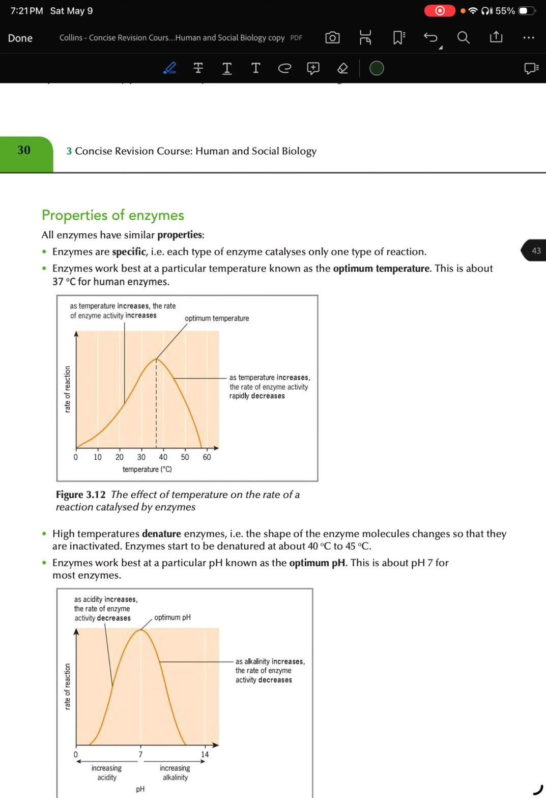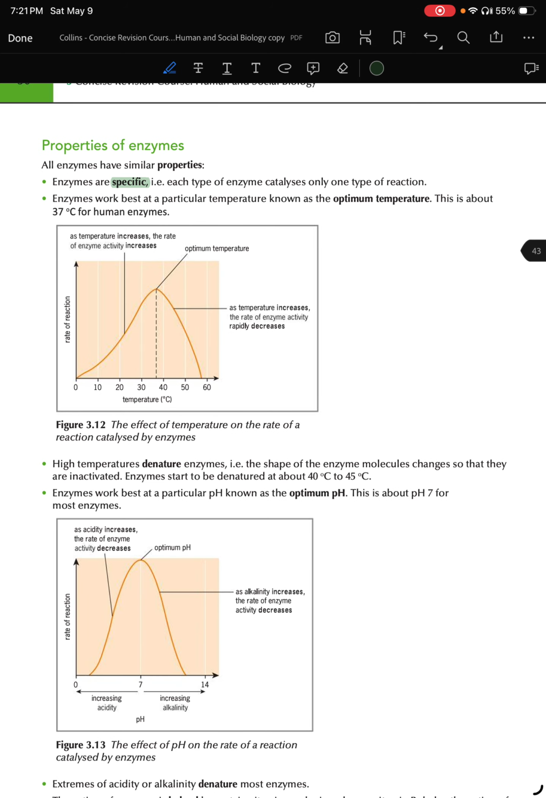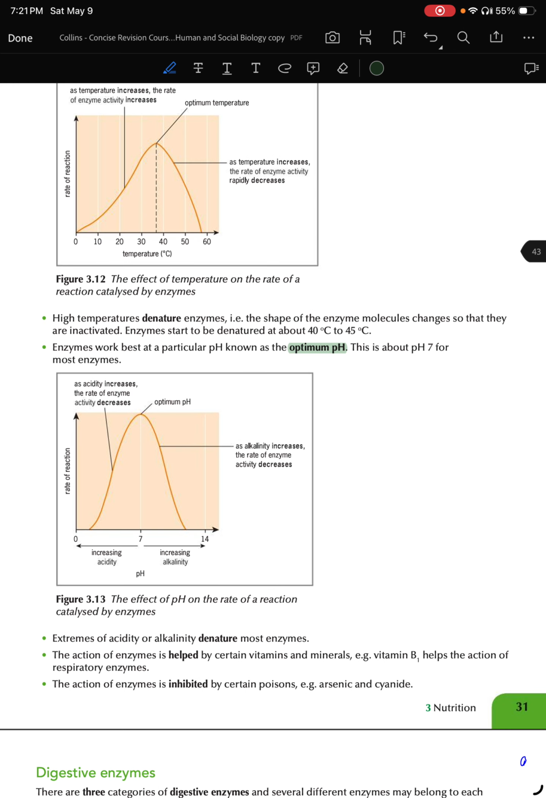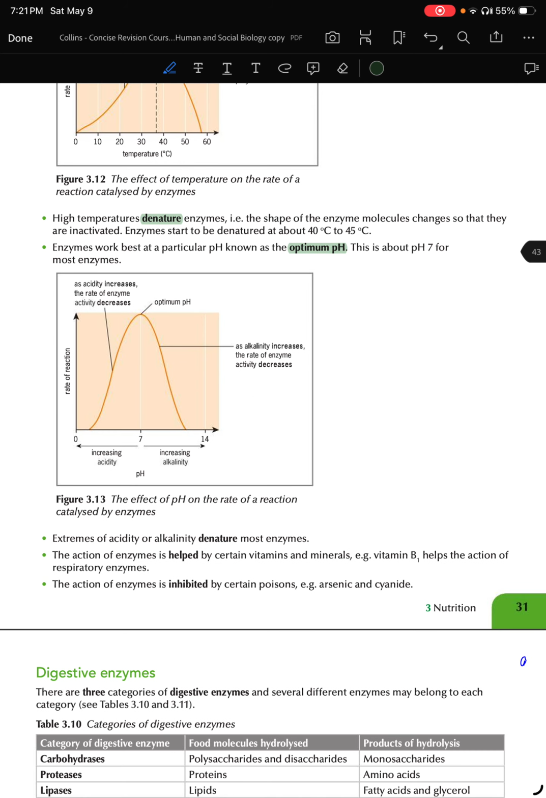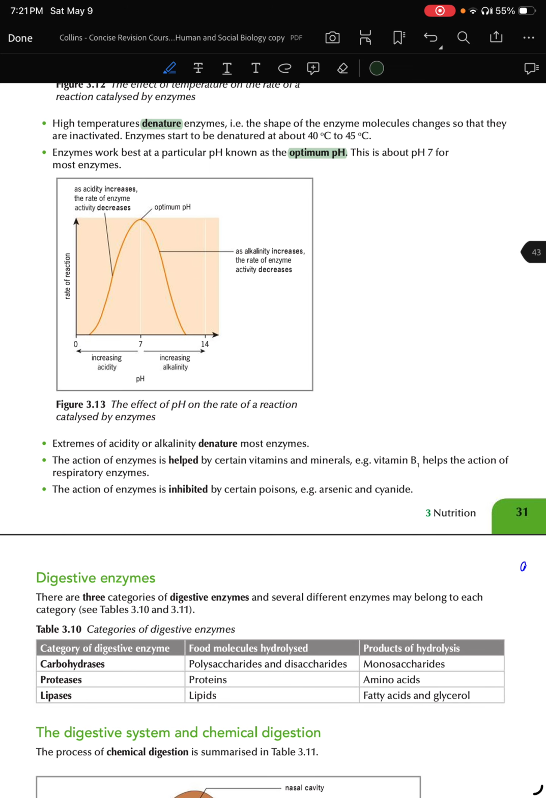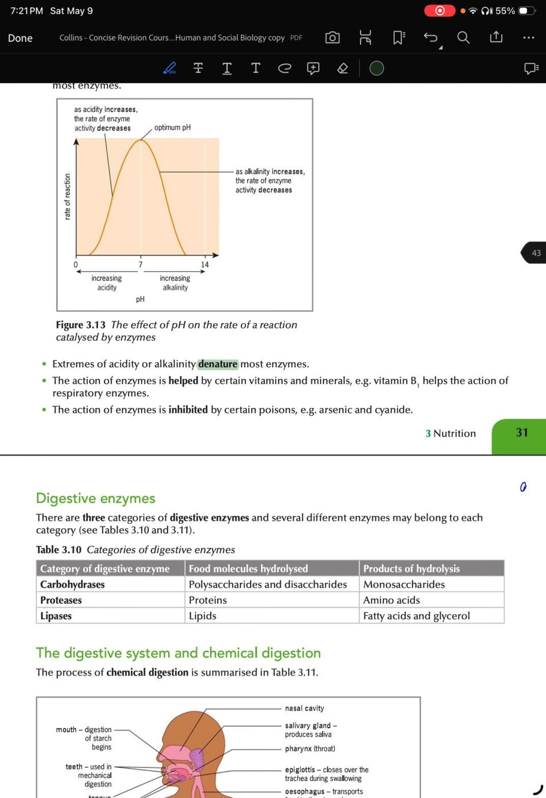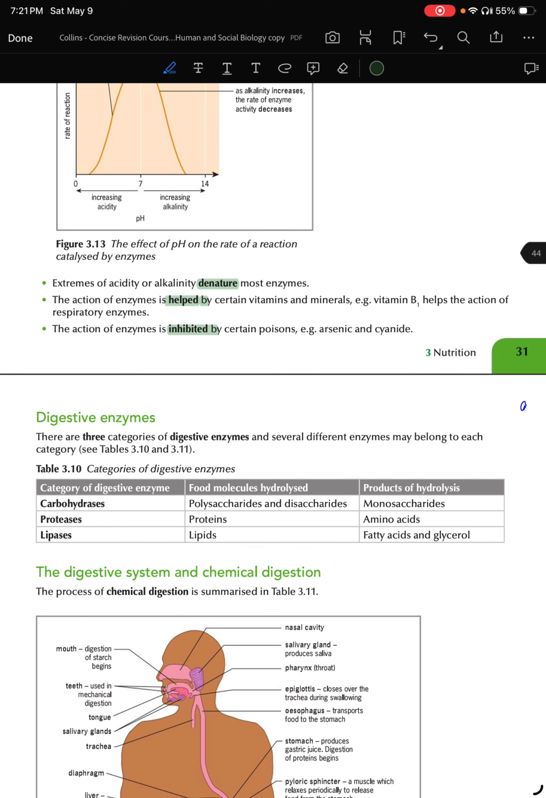One of those is that they are highly specific. They only catalyze one type of reaction. They have an optimum temperature, an optimum pH at which they work best. They are denatured if they are in an environment that is too hot, as well as if they are in a pH that is too acidic or too alkaline. They are also helped when you take certain vitamins and minerals and inhibited by certain poisons like arsenic and cyanide.